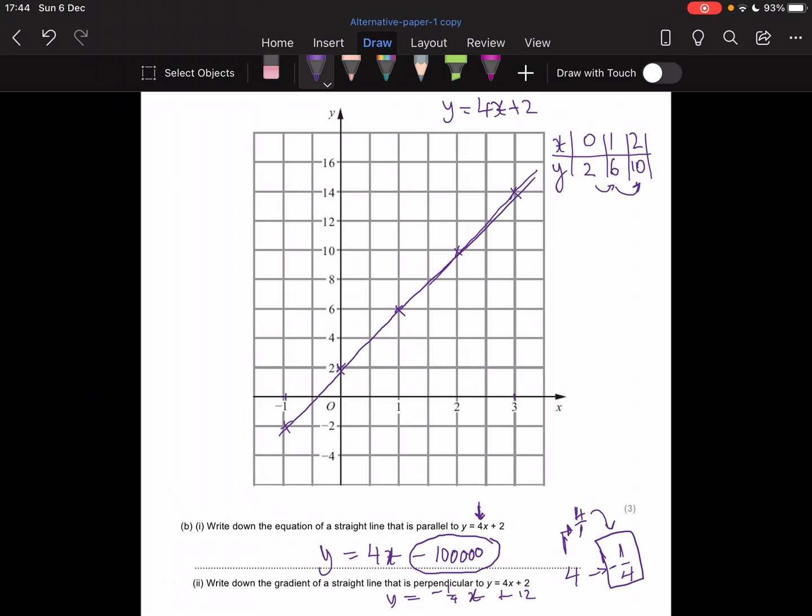And I'm done. All right, so this is the last one I'm going to do.